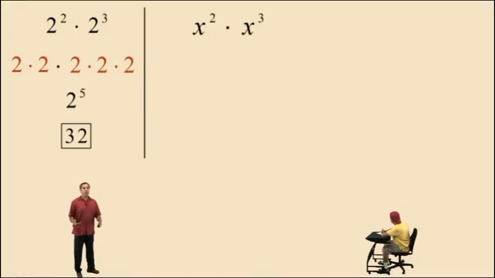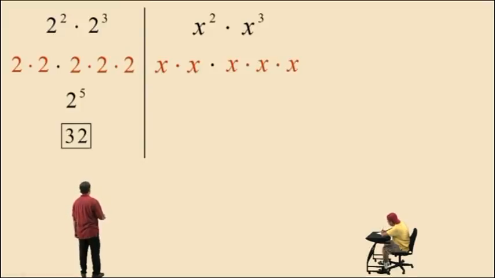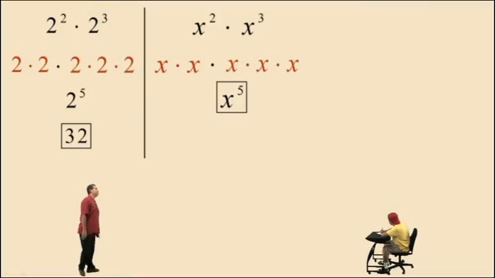Now, suppose you had x squared times x cubed. Again, here's a little bit of algebra. X squared means x times x, times x cubed, which means x times x times x. Notice we have 5 x's being multiplied, and how do we represent 5 x's being multiplied together? We use the exponent. This is x to the 5th. Again, we could have got the answer by simply adding the two exponents together.